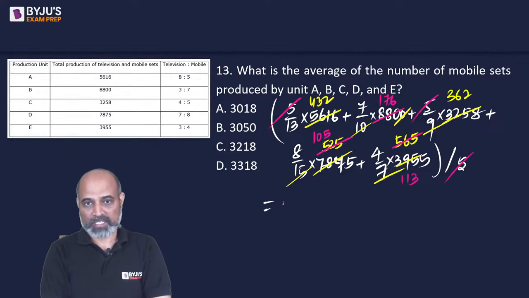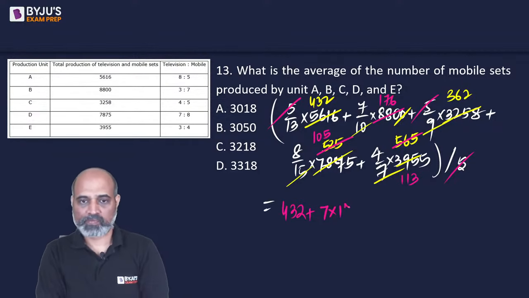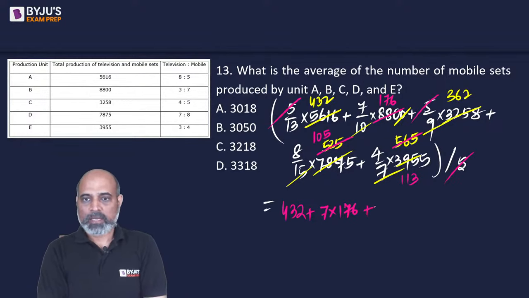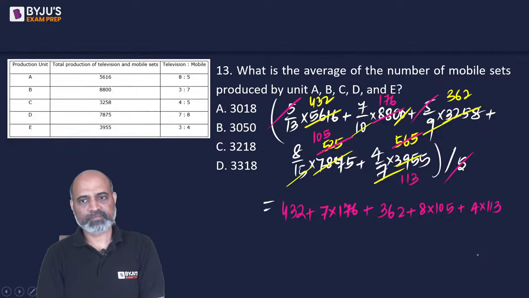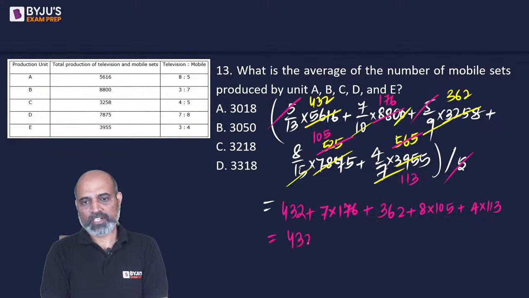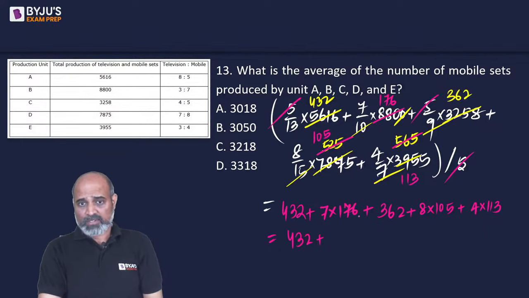All we now need to do is add 432 plus 7 times 176 plus 362 plus 8 times 105 plus 4 times 130. So this is 432 plus 7 times 176, 2, 6. So it is going to end in 8. ठीक है, अब थोड़ा प्रिसाइज करना पड़ेगा.